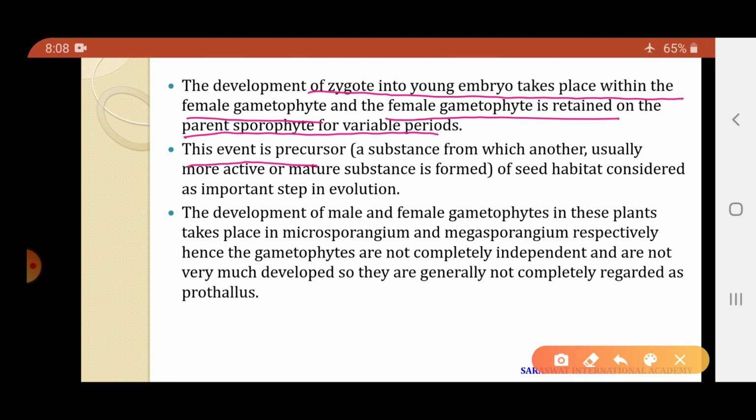सो हमने यहाँ पे क्या देखा हेटेरोस्पोरी में कि फीमेल गैमेटोफाइट के अंदर जाइगोट या किस में कन्वर्ट होता है? एम्ब्रियो. एंड ये जो फीमेल गैमेटोफाइट है वो किसके ऊपर अटैच्ड है? टू द पेरेंट स्पोरोफाइट. एंड दिस इवेंट इज कंसिडर्ड एज द वेरी इंपॉर्टेंट टॉपिक और वेरी इंपॉर्टेंट फॉर द सीड हैबिट. एंड दिस सीड हैबिट यानी सीड का फॉर्मेशन के लिए दिस इवेंट इज कंसिडर्ड मोस्ट इम्पॉर्टेंट एंड हैंस इट इज प्लेइंग अ वेरी इंपॉर्टेंट रोल इन इवोल्यूशन.